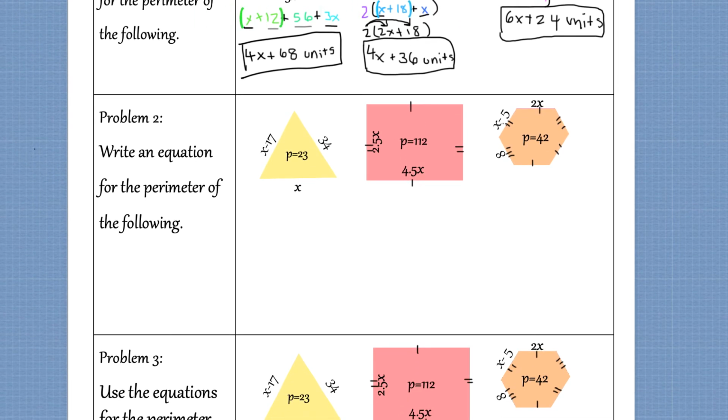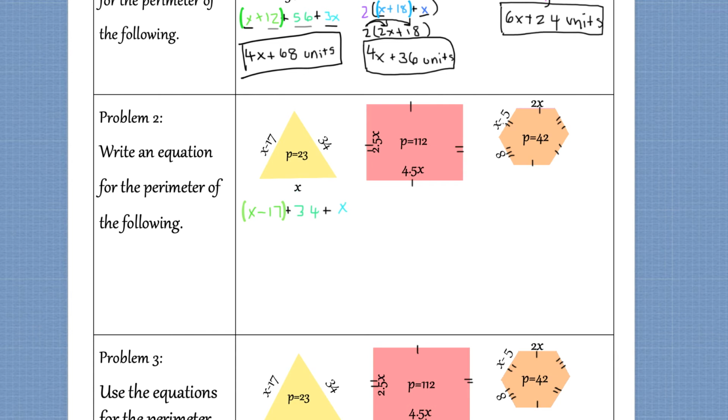Problem 2 says write an equation for the perimeter of the following. Remember, an equation is just two expressions set equal to each other. For this triangle, we have different side lengths, and we also have the perimeter of the triangle given to us. So we're just going to add up all the sides, simplify it, and then set it equal to the perimeter amount right here. First we're adding x minus 17, 34, and x together.